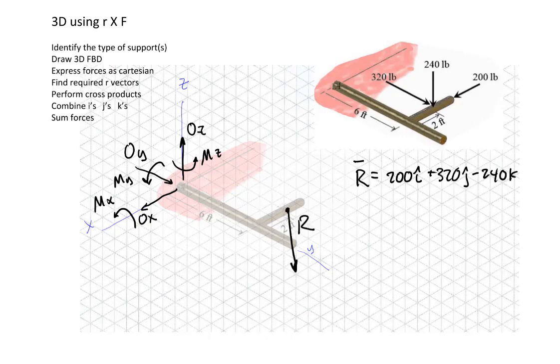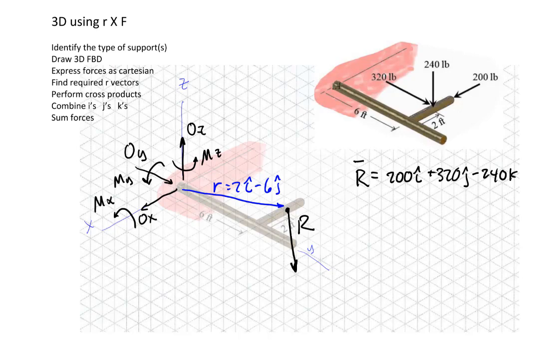Okay, what we want to do now is define an r vector from the point that we care about, which is the point of support, to any place on the line of action. And again, if there's only one point where the force is attached to the body, then there's only one obvious line of action. So I'm going to draw that right here and call this my r vector. We can look at the dimensions on the picture to find out what that r vector is. It looks like it is 2 in the i direction and negative 6 in the j direction. So that's going to be 2i minus 6j.